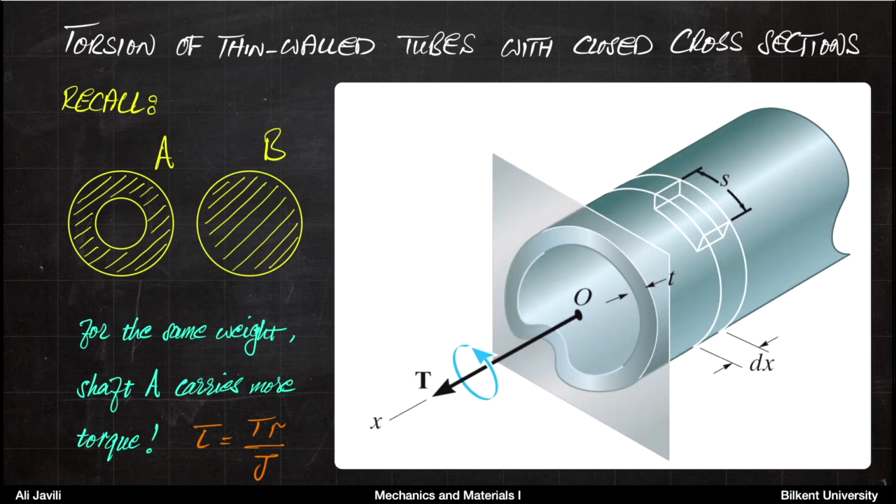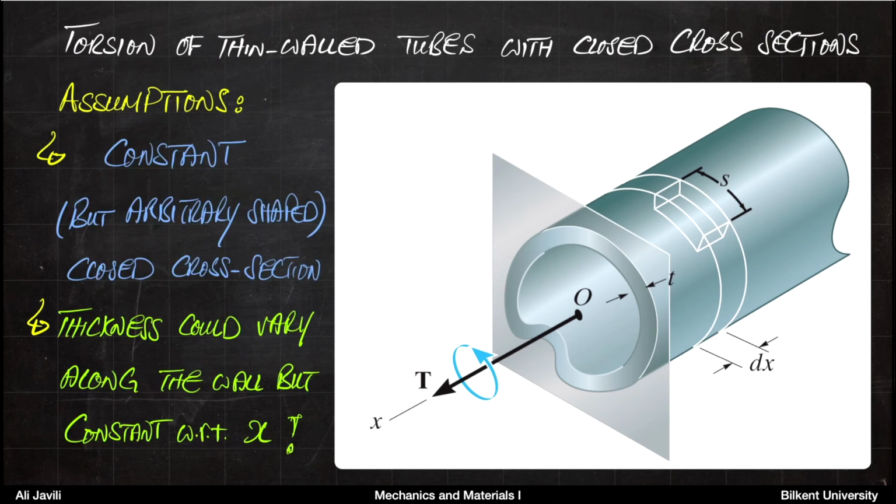A thin-walled shaft looks like this. So basically, you can have a shaft that is not necessarily circular, but it is thin-walled. And we want to learn how to calculate or design these shafts and what the relation is between torque and, for instance, angle of twist or shear stress in these shafts. So we want to learn that so that we can design thin-walled shafts or thin-walled tubes.